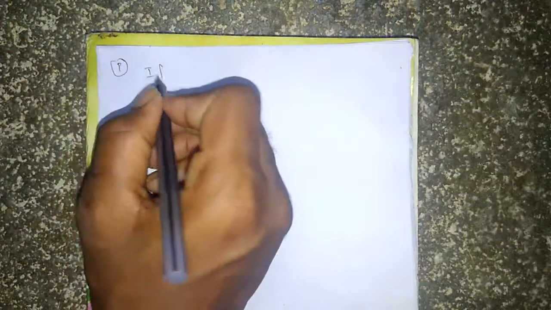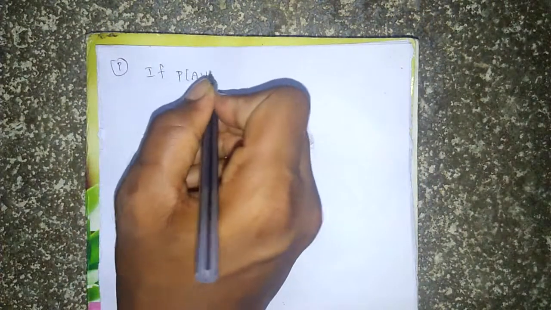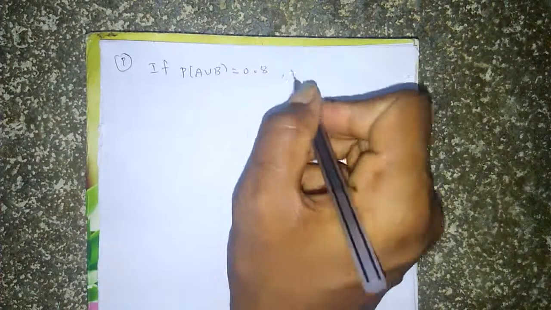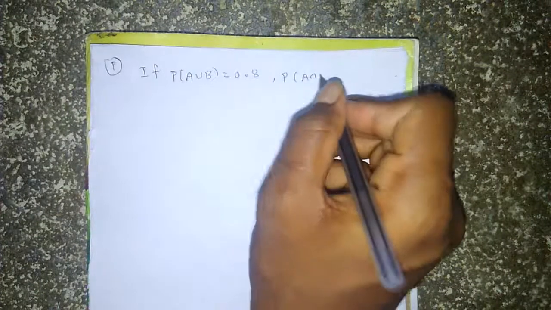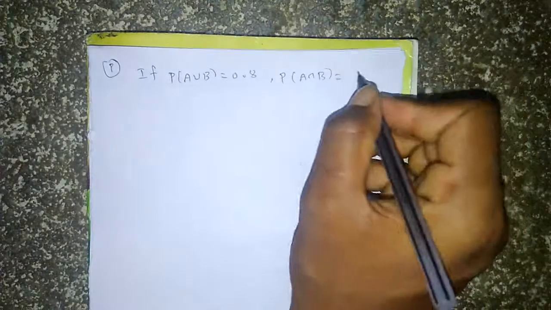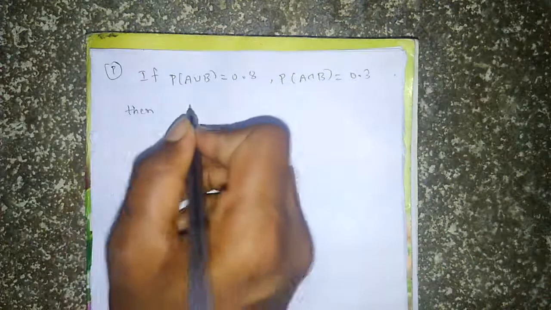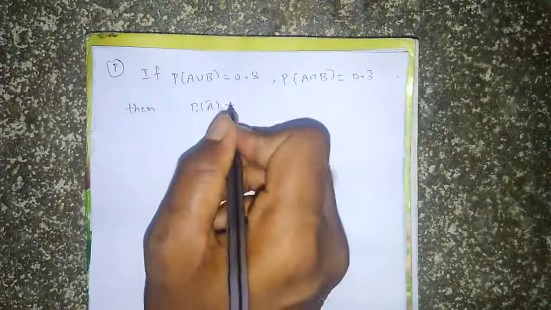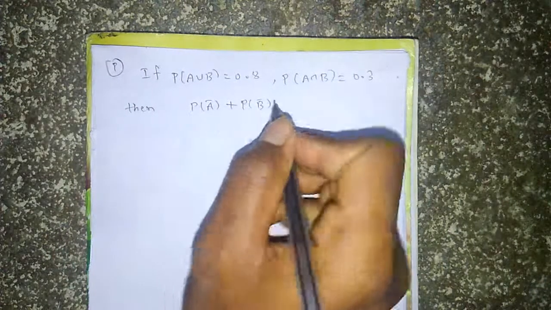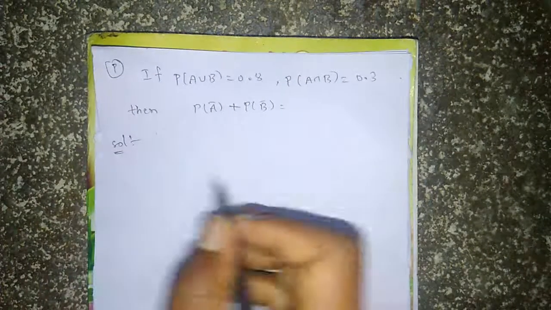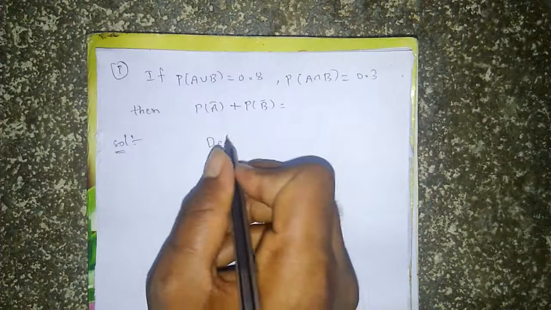Our next problem is, if P of A union B is equal to 0.8, P of A intersection B is equal to 0.3, then find P of A bar plus P of B bar. So here we have De Morgan's laws.